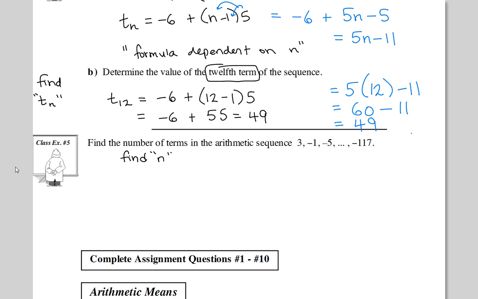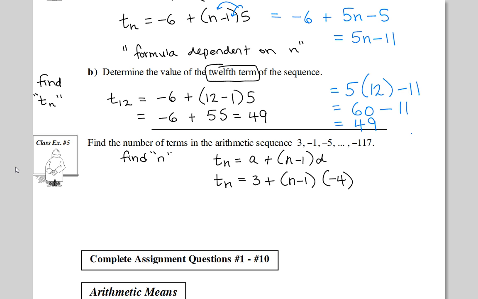Okay, so find the number of terms. First of all, just start with your formula. Always, always, always. And then we can plug in what we always know, which is the starting term and the d value. So we're starting at 3. And the d value, you guys already told me, was negative 4. Yeah, you guys told me that.